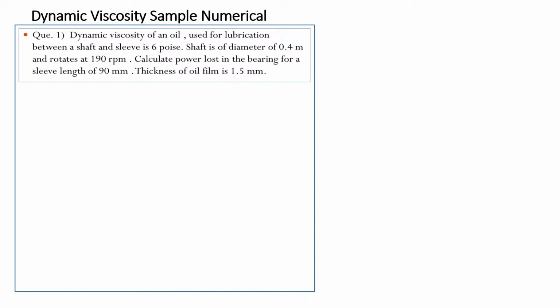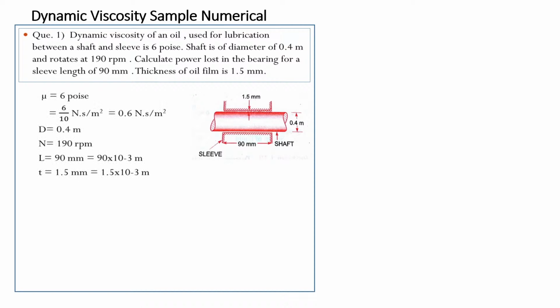Shaft diameter is given, that is 0.4 meter, and it rotates at 190 rpm. So its rotational speed is given. Then you have to find out the power lost in the bearing for the sleeve length of 90 mm. Thickness of oil film is given, that is 1.5 mm. So this diagram is provided. It shows shaft diameter is 0.4, sleeve length is 90 mm, and thickness is 1.5 mm. So these things are given. I have just converted that into SI units.